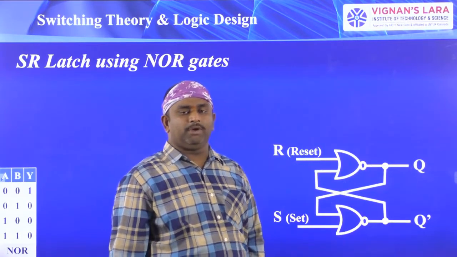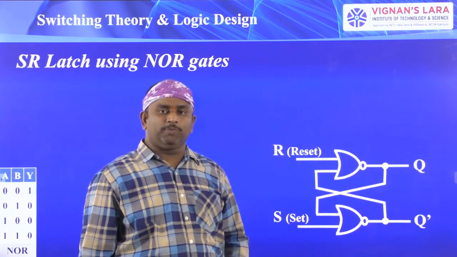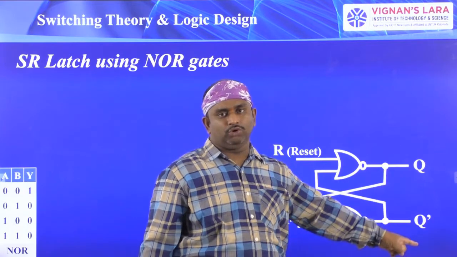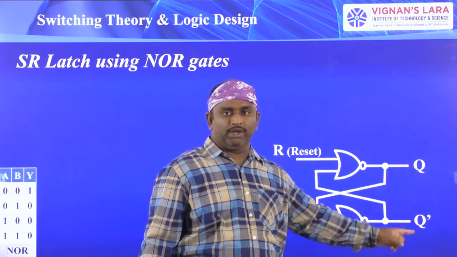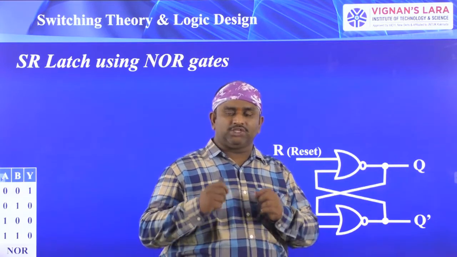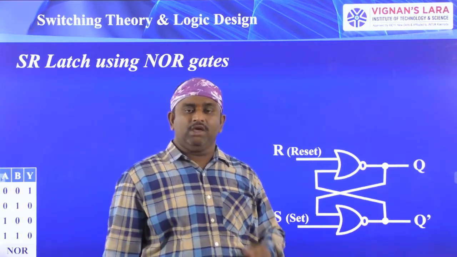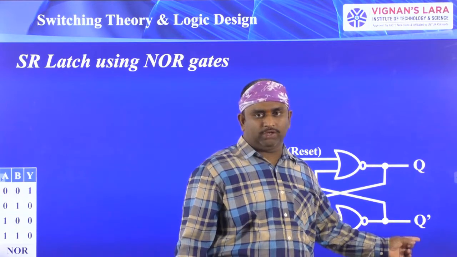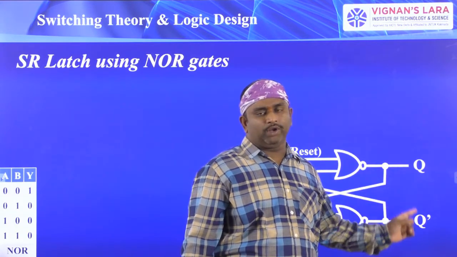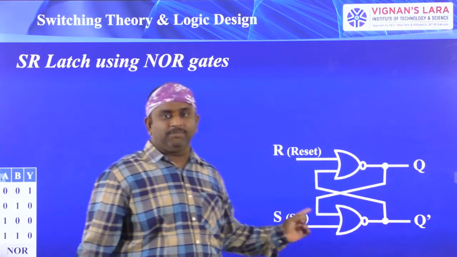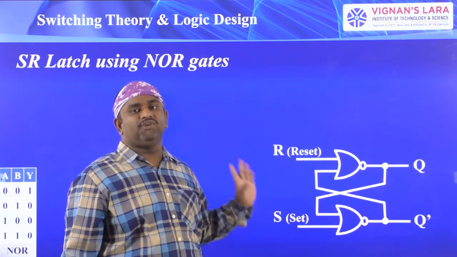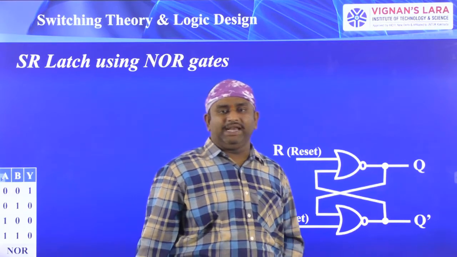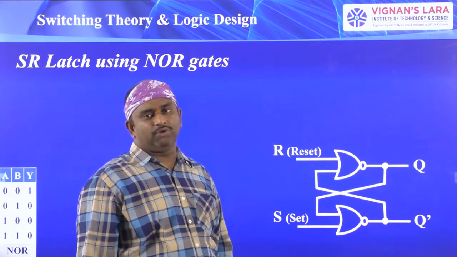You have to remember one thing here. The two outputs must be in the reverse condition. If Q is equal to 0, Q bar is equal to 1. If Q is equal to 1, Q bar is equal to 0. This condition has to be satisfied in all cases. If it is not satisfied, that is, when Q is equal to 0 and Q bar is equal to 0, or Q is equal to 1 and Q bar is equal to 1, then the given inputs are invalid inputs and the state of the flip-flop is an invalid state. We have to remember this.